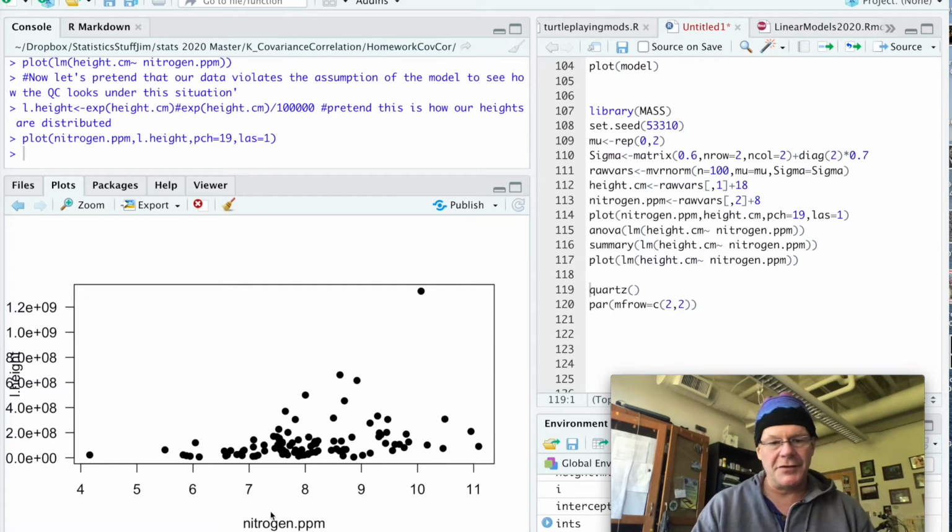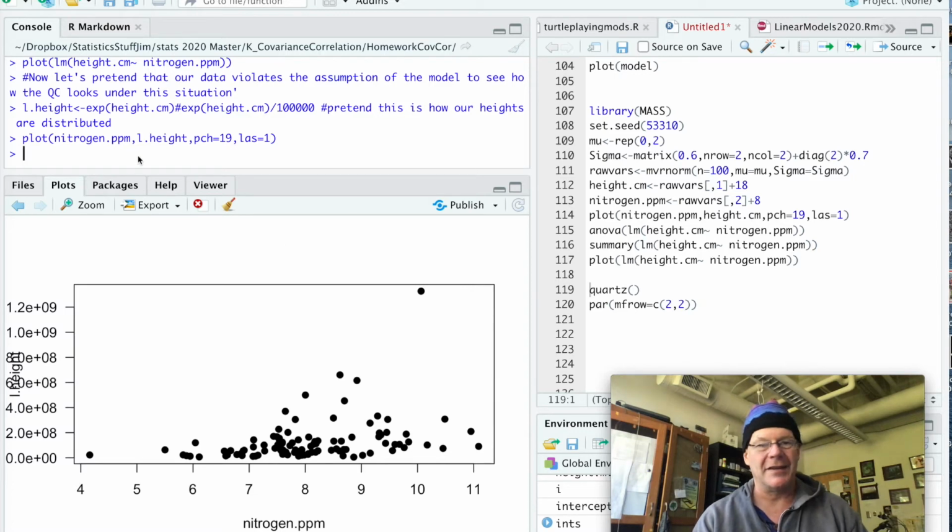We have nitrogen in parts per million, and then we have height. And that is a really big height, but who knows what units we measured it in? Maybe it was in microns. Okay, fine, Jim, it's microns, whatever you say. And so we can look at this data, and right when we start looking at this data, it's like, yeah, that seems to be a little weird.